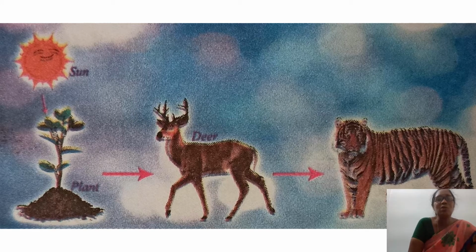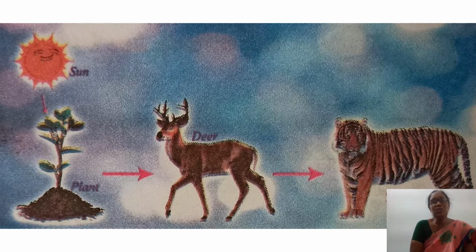Sequence means it's in sequence. The sequence of who eats who is a food chain. Okay, that's the food chain. What happens in the food chain, Nikhil? What happens in the food chain?